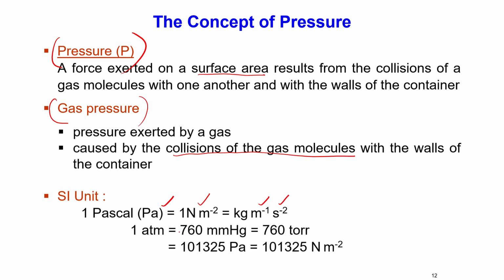So 1 atm will be equal to 760 millimeter mercury, equal to 760 torr, 101325 Pascal and also Newton per meter square. Actually yang semua conversion ni, kita tak perlu hafal because kita akan ada satu table of constant pada muka depan soalan. Kita just tahu untuk convert between atm, millimeter mercury and also Newton per meter square.